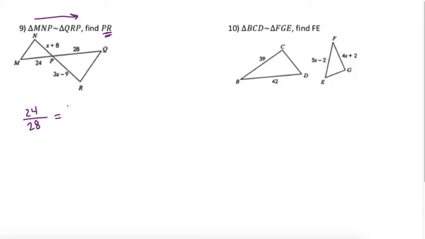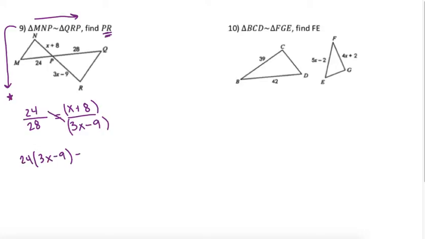Keeping on top here, x plus 8. N to P is going to go with R to P, 3x minus 9. And I'm ready to cross multiply. So this part is setting up using the similarity statement to find scale factor and a proportion to cross multiply. So I get 24 times 3x minus 9 equals 28 times x plus 8.